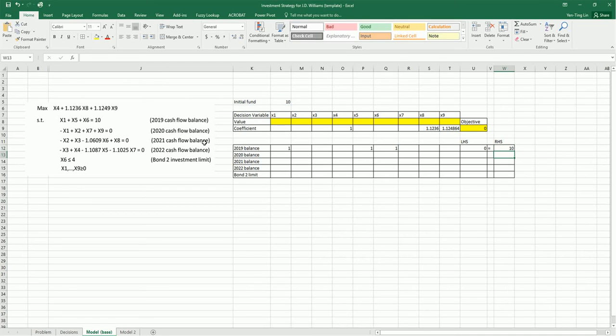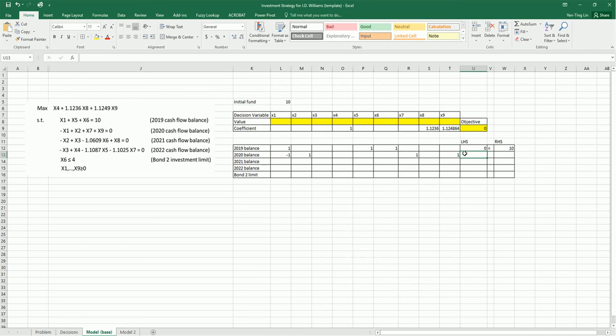For the second constraint, it involves x1, x2, x7, x9. Starting from x1, the coefficient is -1, the x2 coefficient is 1, the x7 coefficient is 1, and the x9 coefficient is 1.